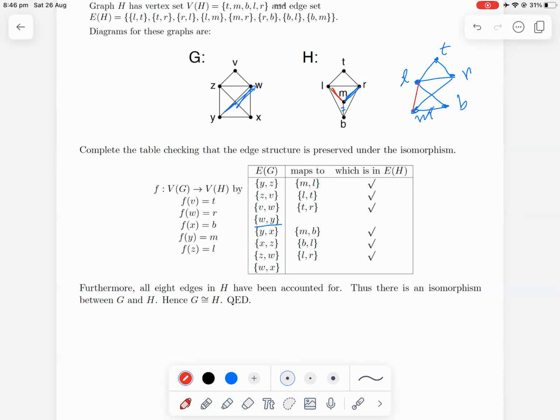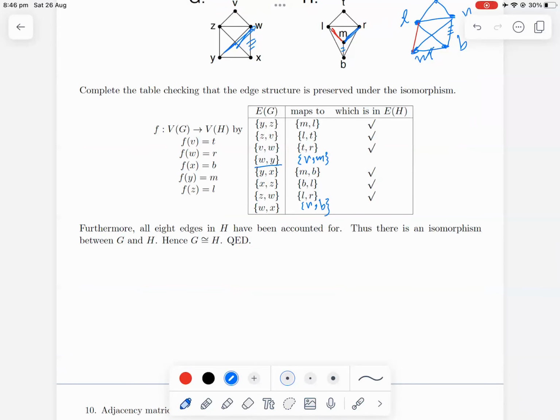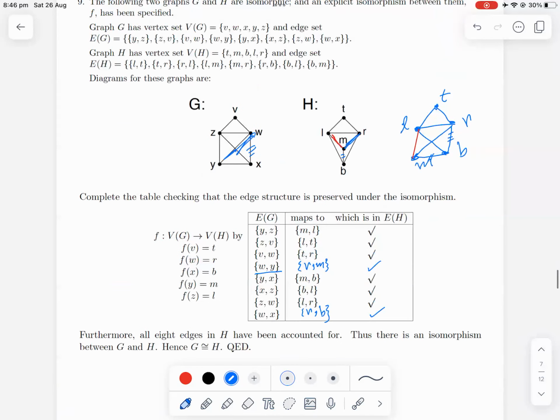So I'm going to write here RM and WX. So this one here definitely comes from this one. RB. So it preserves the structures, and we can see that this is an isomorphism between these two graphs.